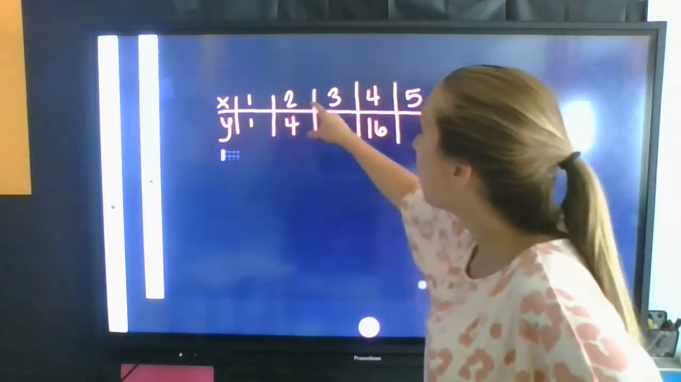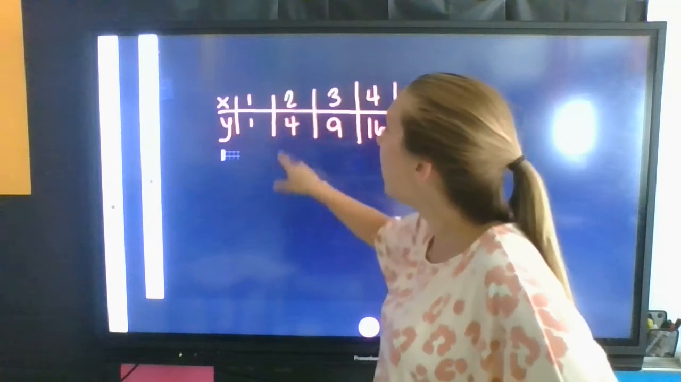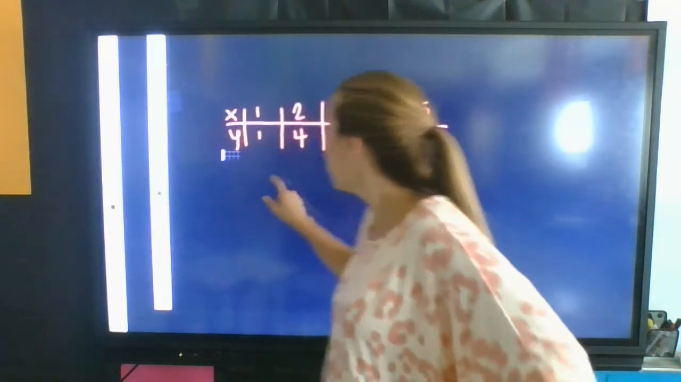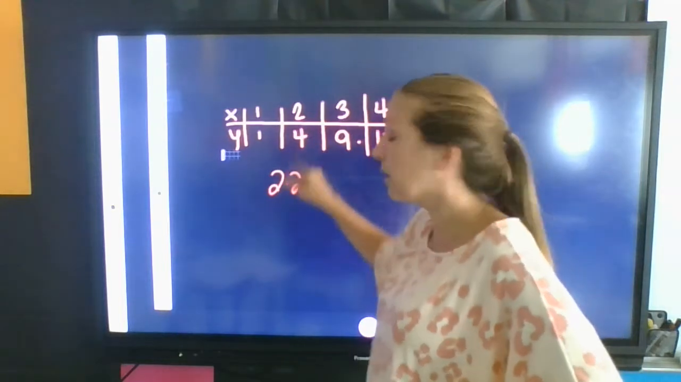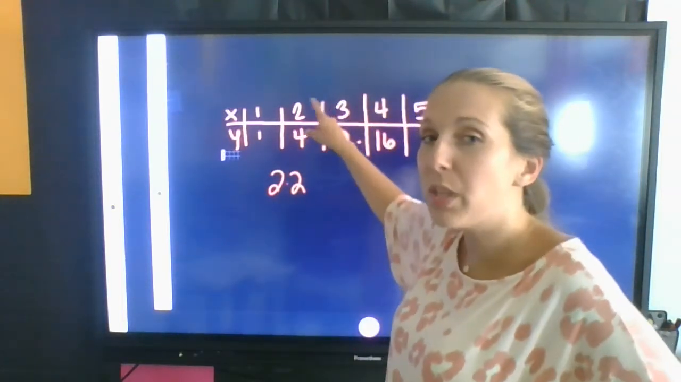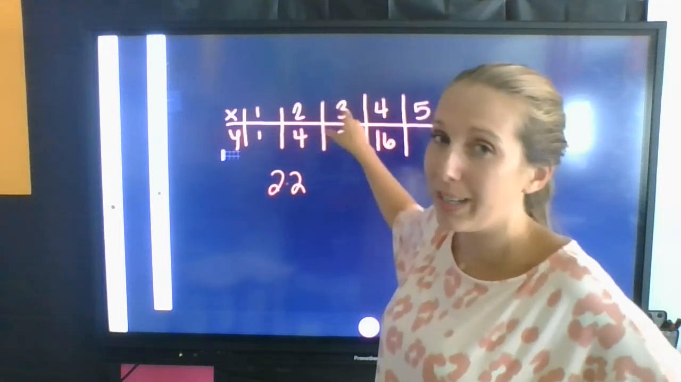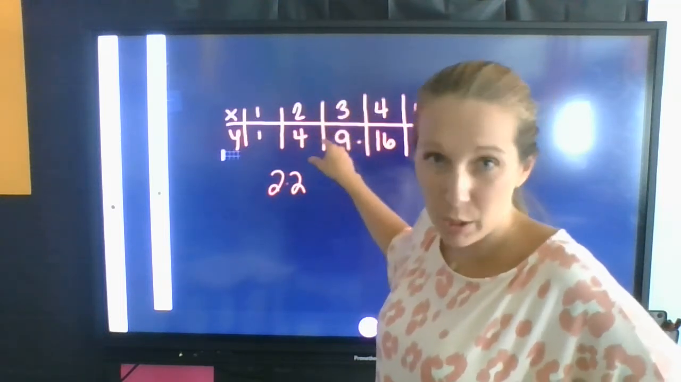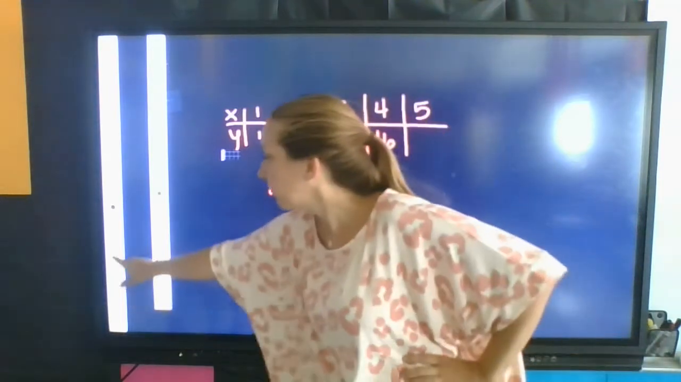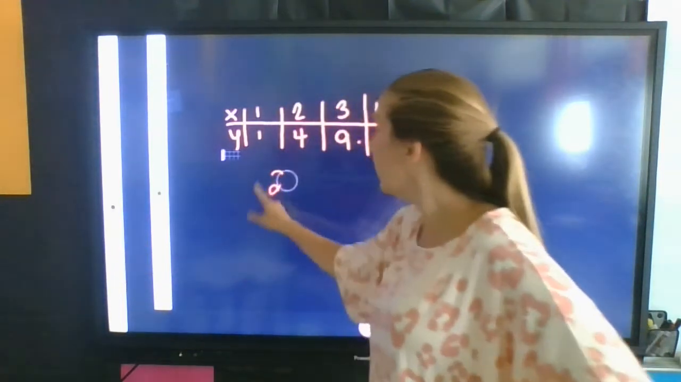So let's look at 2. So in here, we could say 2 times 2 to get to 4, and that would work. But the problem is what you do to this 2 to get to 4, you're going to have to do to 3 to get to 9. And 3 times 2 is not 9. 3 times 2 is 6. So that rule is not going to work.